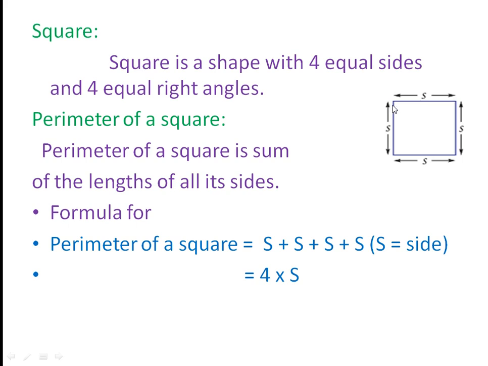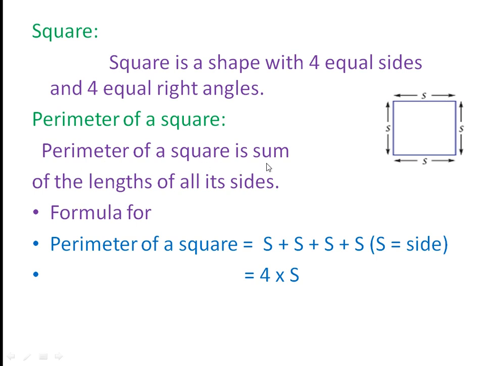A square has 4 equal sides. 1, 2, 3, 4. 4 sides are equal, we call it a square. This is about the square. Now we go to the perimeter of a square. What is the meaning of the perimeter of a square?